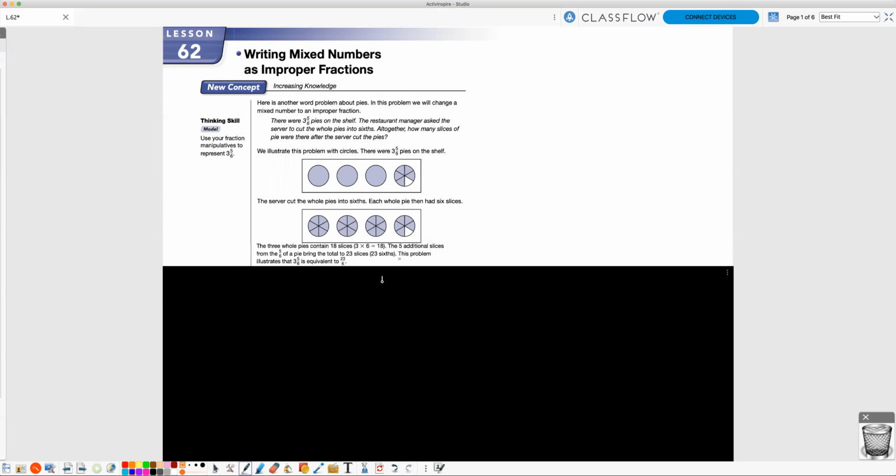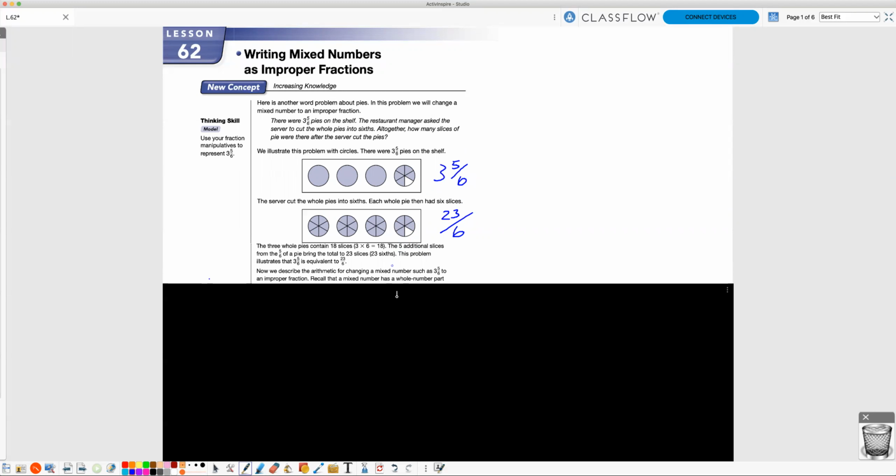This problem illustrates that 3 5/6 equals 23 sixths. You see 3 wholes along with 5/6 is the exact same amount as 23 slices if all are distributed equally and divided into sixths.